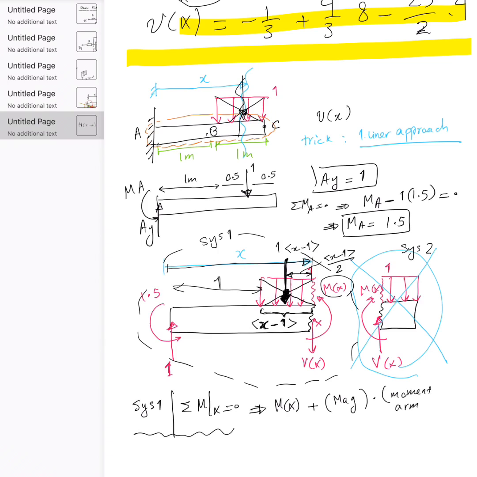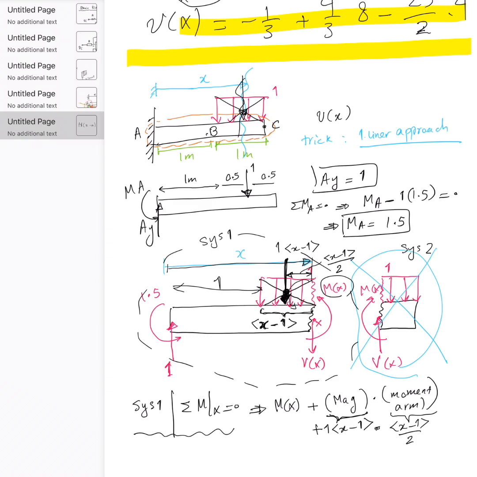Moment arm. So what should I put for the magnitude of the force? You can see that that point load is 1 times Heaviside x minus 1. And what should I put for the moment arm? Heaviside x minus 1 divided by 2. Positive or negative? Well, you take your right hand and you see this is going this way, so this is positive. Okay? So this was the tricky part.